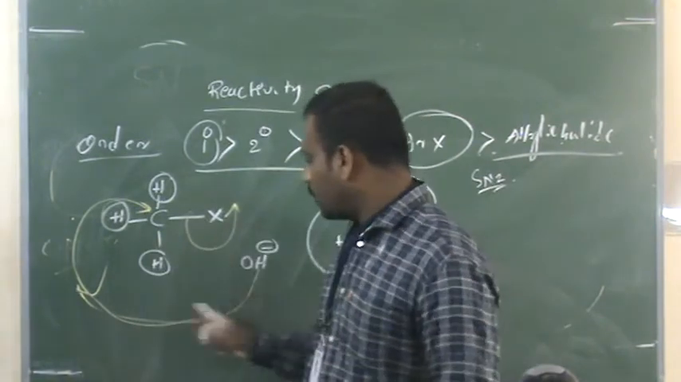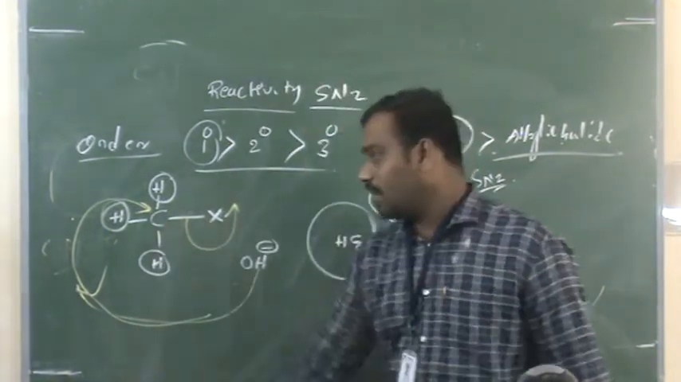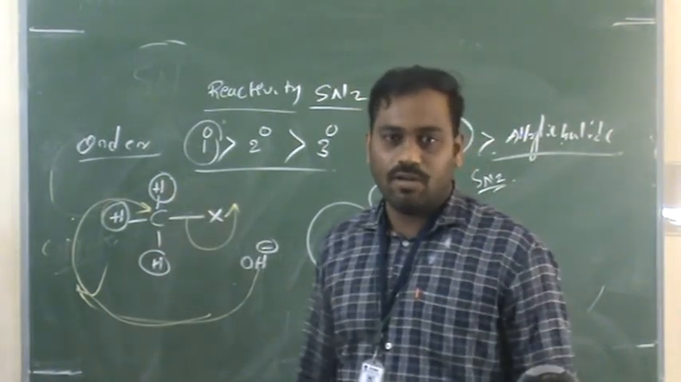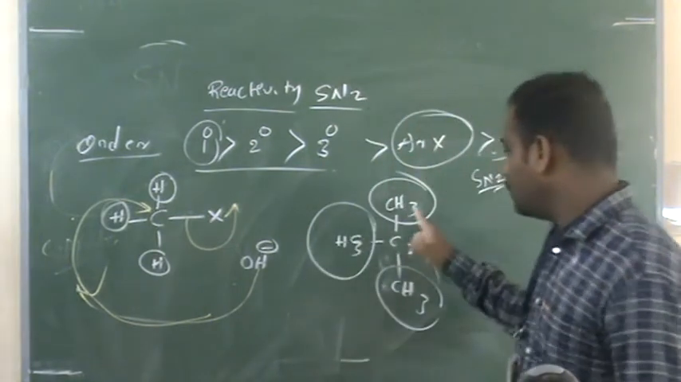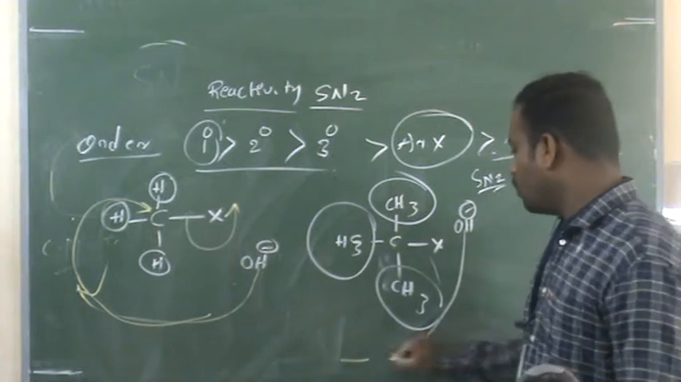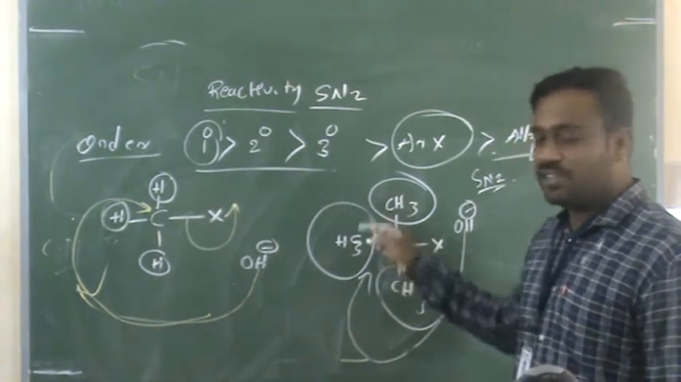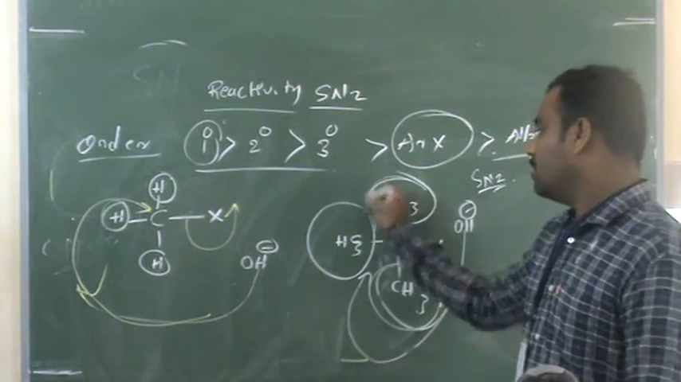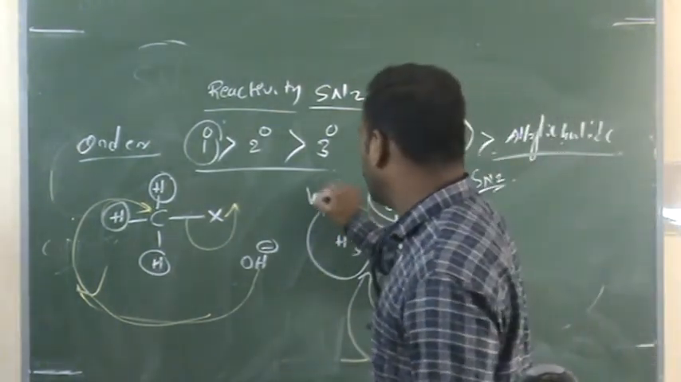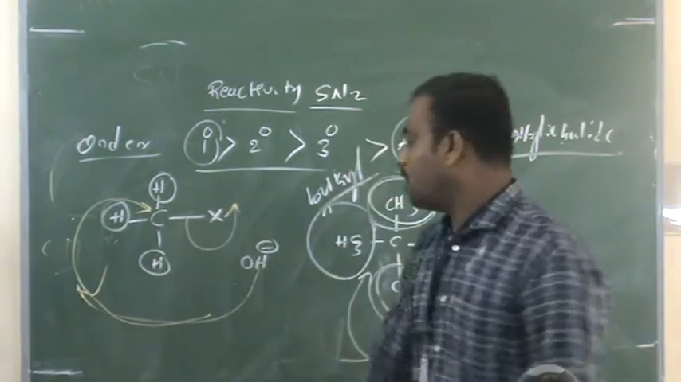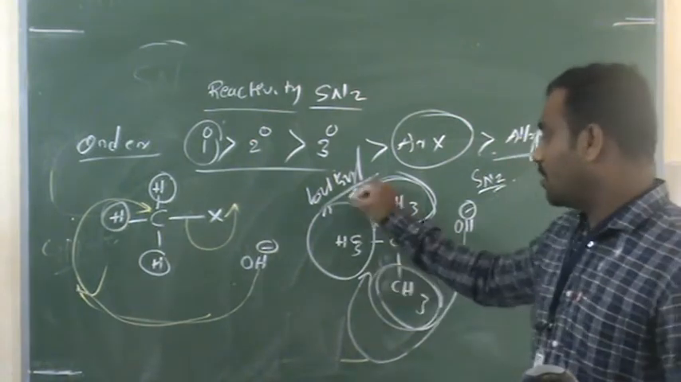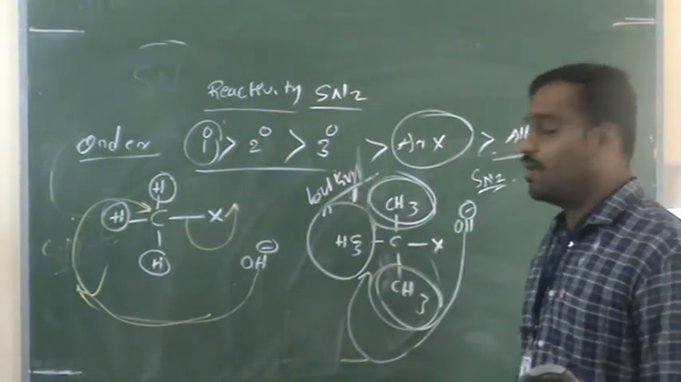Like that, the OH minus wants to go to the carbon. But here small persons are there, very small persons like me. If very big persons are there, like you, then there is hindrance. Suppose OH minus wants to go here, but the CH3 is already there. This CH3 is a very big molecule. We call it a bulky molecule, a bulky methyl group.